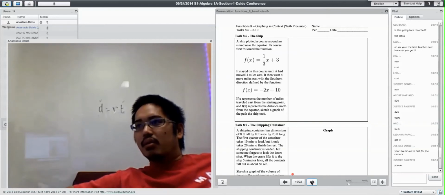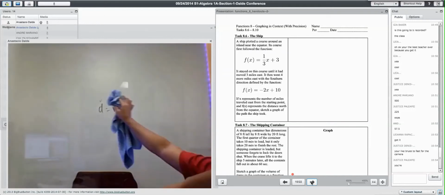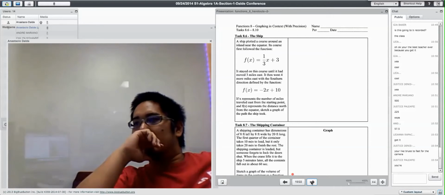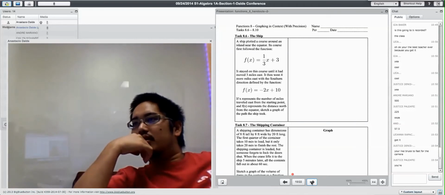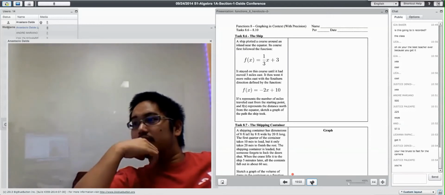A ship has plotted a course around an island near the equator. Its course first followed the function f of x equals a third of x plus 3. I'm assuming that f is the distance and x might be the time. Anyway, it stayed on this course until it had moved 3 miles east. It went 4 more miles east with a southern direction defined by the function. If x represents the number of miles traveled from the start point, and f of x represents the distance north from the equator, sketch the graph.